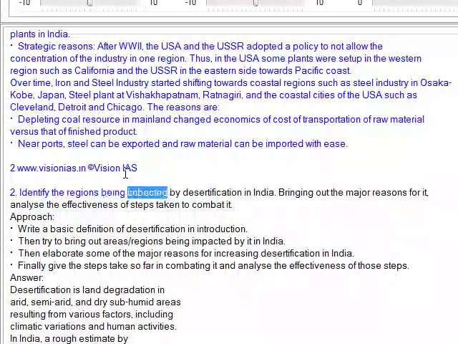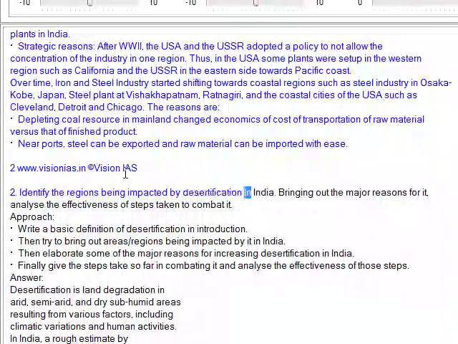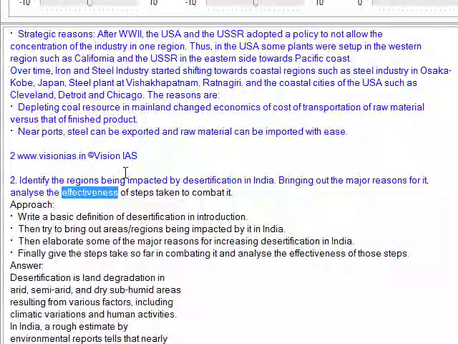2. Identify the regions being impacted by desertification in India. Bringing out the major reasons for it. Analyze the effectiveness of steps taken to combat it.